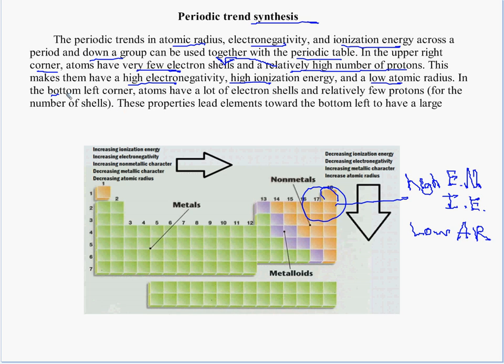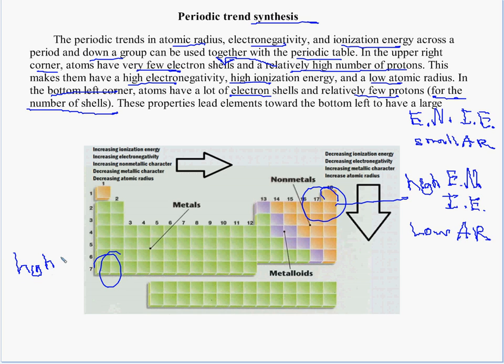Okay. In the bottom left corner, atoms have a lot of electron shells and relatively few protons. Again, relative for the number of shells. These properties lead elements toward the bottom to have, man, it did it again. Well, it should say they should have a large electronegativity and ionization energy and a small atomic radius. So I'm going to put that here as well. So high, oh, not small atomic radius, whoops. Should be a high atomic radius.